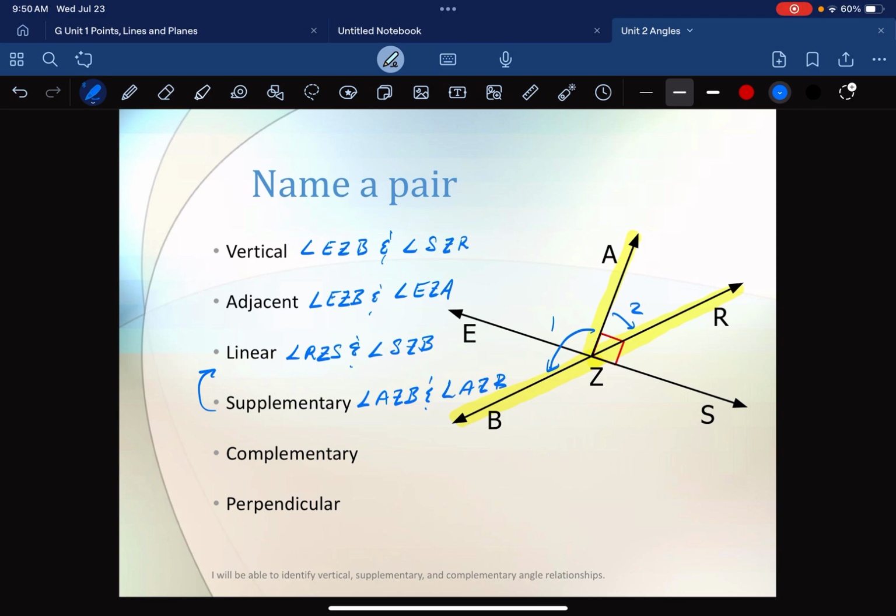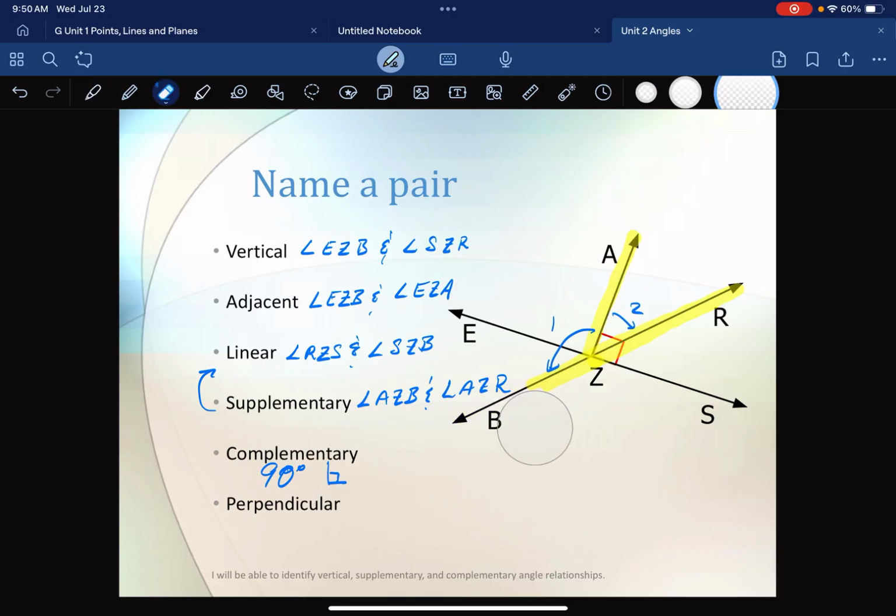Okay, angle AZR. That doesn't look much like an R, does it? AZR. There we go. Complementary. Well, there's only one pair in the drawing. So when you say complementary, remember you've got to think 90 degrees, and you're looking for that right angle mark. Well, there's only one right angle mark in the drawing.